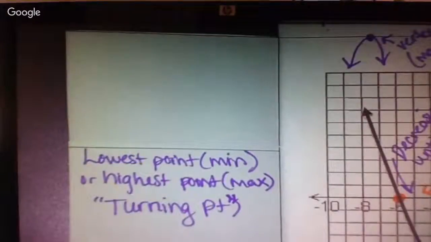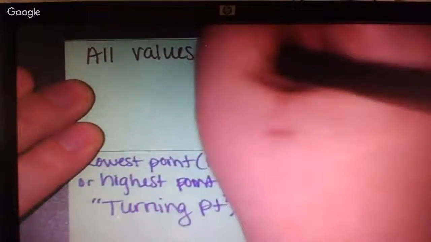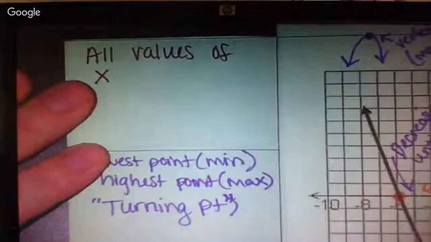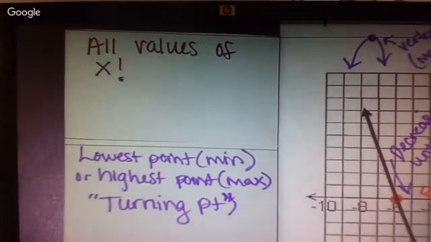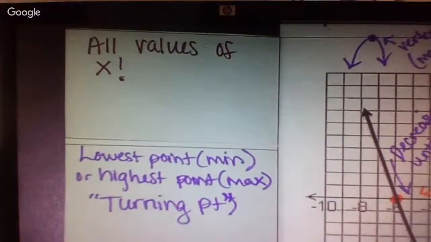Okay. So, domain and range seems to be what everybody struggles with. Okay. So, domain. All values of x. I'm going to try to make domain as simple as I can for quadratics. It changes for every different type of graph you have.